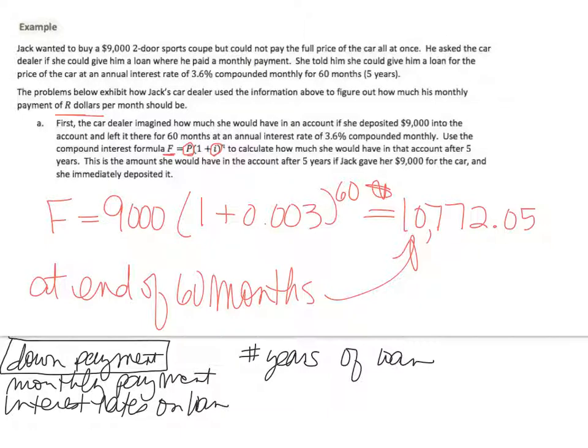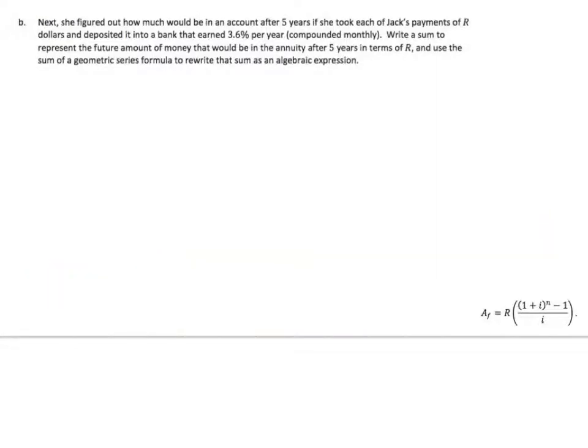Okay, let's move on. Next, she figured out how much would be in the account after 5 years if she took each of Jack's payments of R dollars and deposited it into a bank that earned 3.6% per year compounded monthly. Write a sum to represent the future amount of money that would be in the annuity after 5 years in terms of R, and use the sum of a geometric series formula to rewrite that sum as an algebraic expression. This is what we practiced doing before, back in lesson 29.